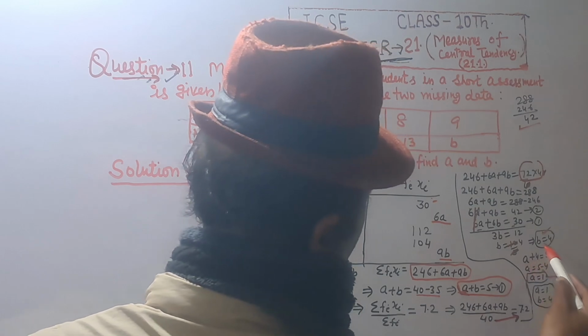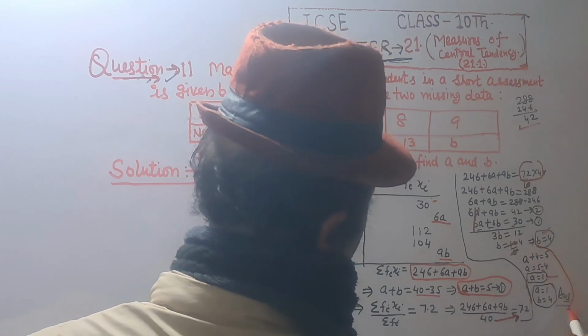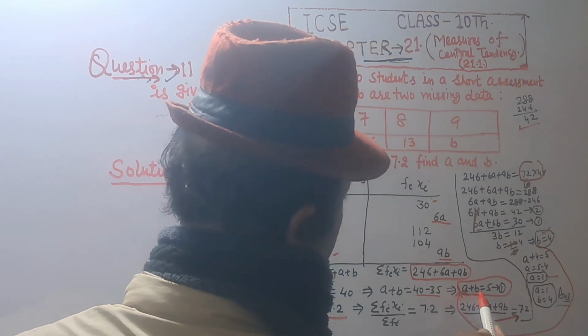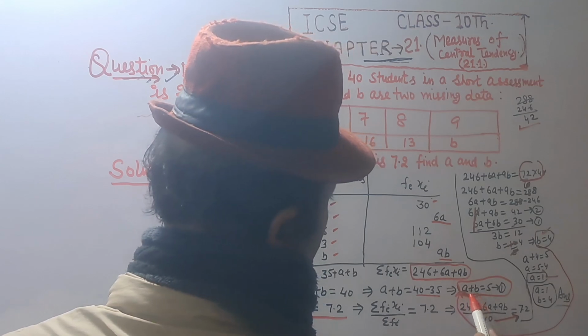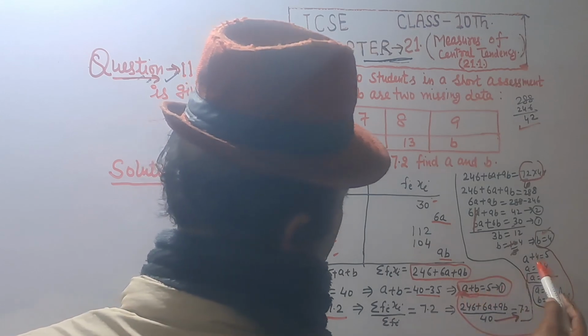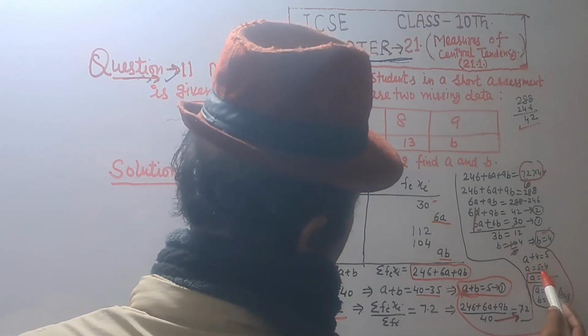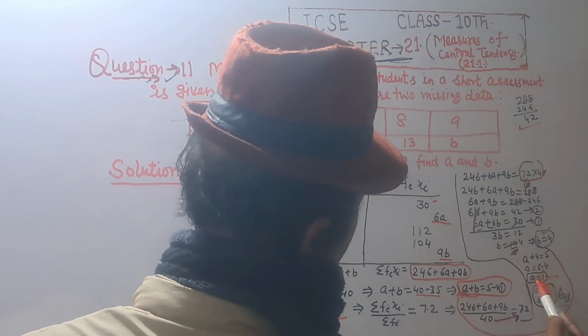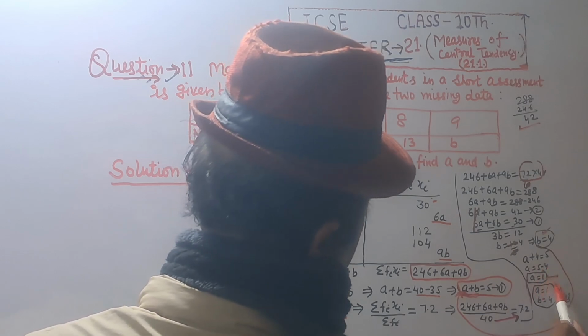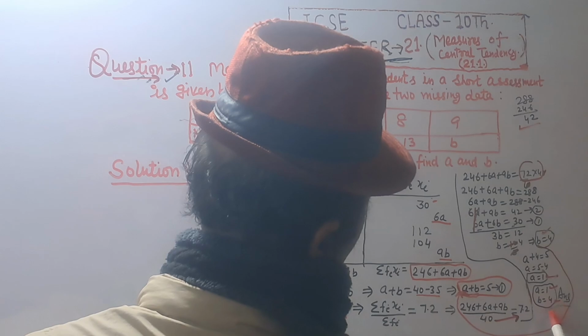And putting the value of B in equation number first, we get A plus 4 is equal to 5, and A is equal to 5 minus 4, that is equal to 1. So A is equal to 1 and B is equal to 4.